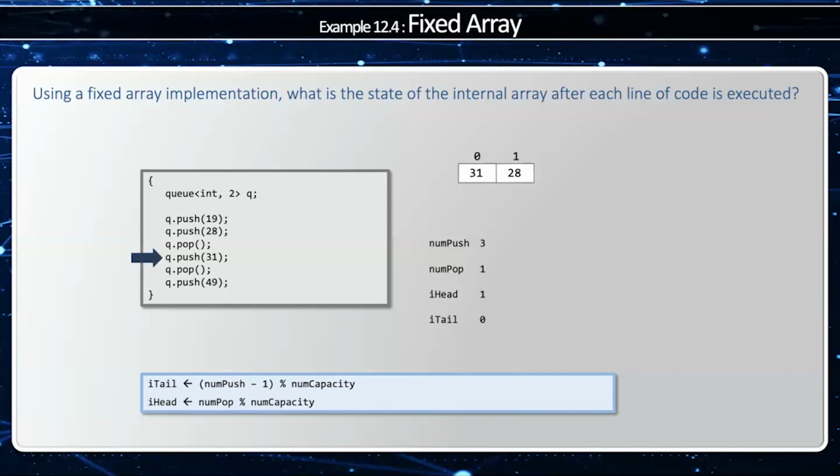I'm going to pop, and I'm going to pop my head. And now num pop equals 2. And 2 mod num capacity is 0, so head is 0, and tail has not changed. I have exactly 1 element in my queue. The head and the tail are both slot 0. That makes sense. And now when I push on 49, 49 is going to go in slot 1. And now num push equals 4. And this verifies I have pushed 4 times, 19, 28, 31, and 49. And I've popped exactly twice. So now my head is 0 and my tail is 1.